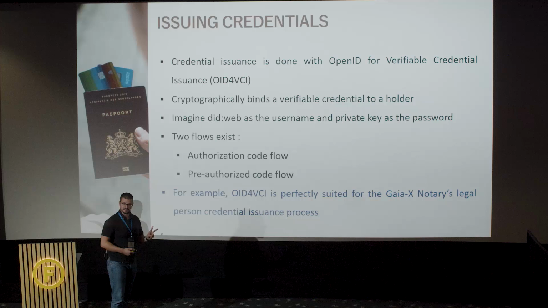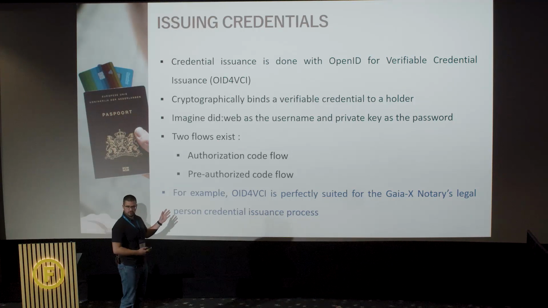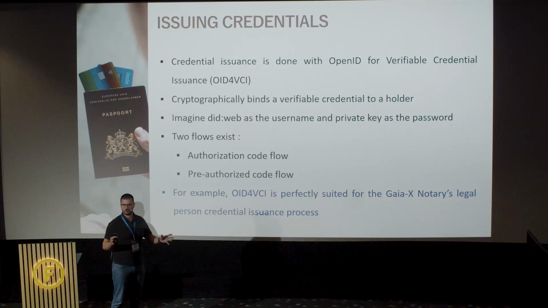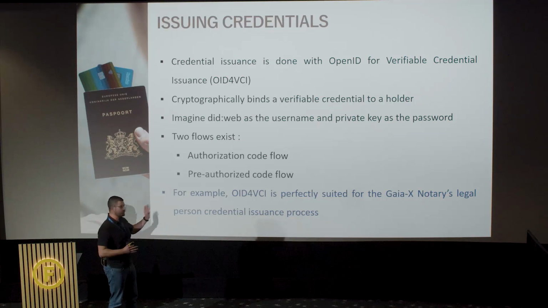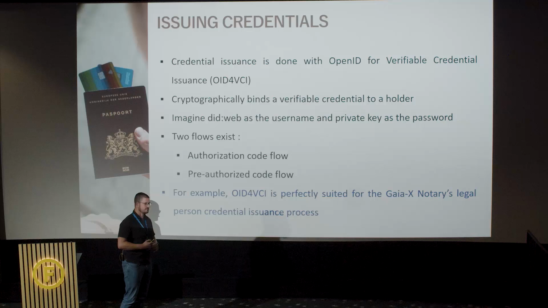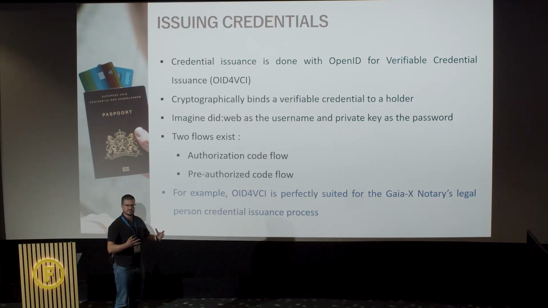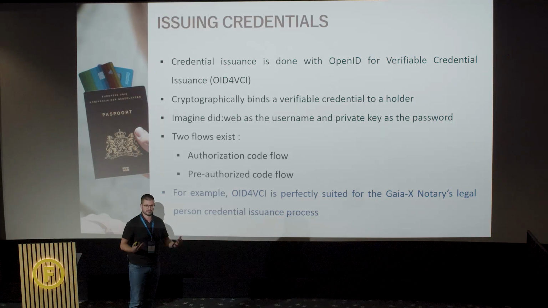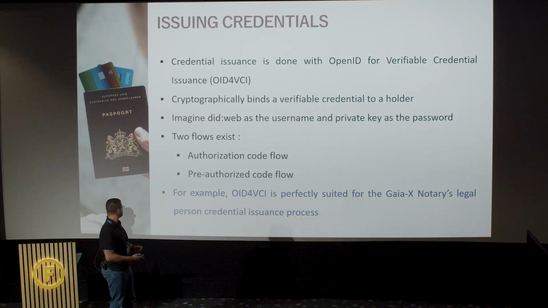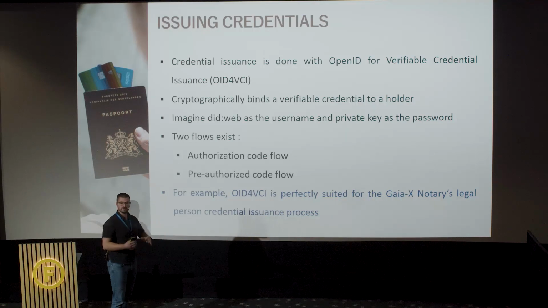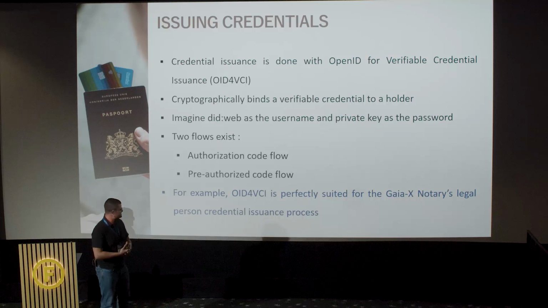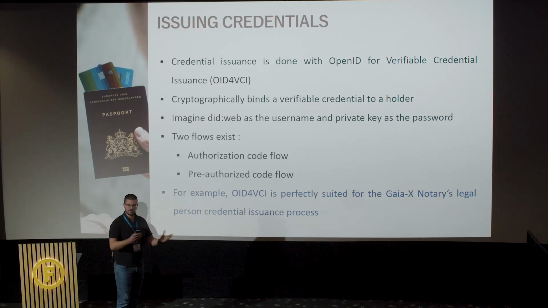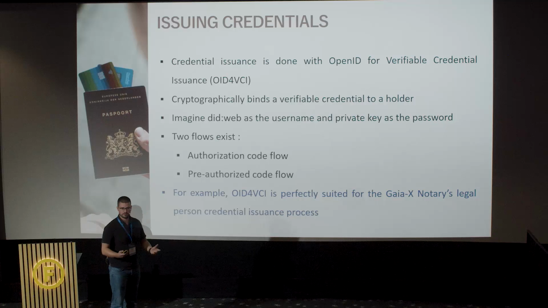There are two flows that exist. There's the authorization code flow, which is more like a vanilla OAuth 2 flow, and a pre-authorized code flow, which I'll present later on. That's a flow that's lighter and that allows to say, I've already been authorized by the service, so please give me the resource. And for example, in a real Gaia-X use case, it's perfectly suited for the Gaia-X notary to say, okay, here is the legal person credential that we can issue.